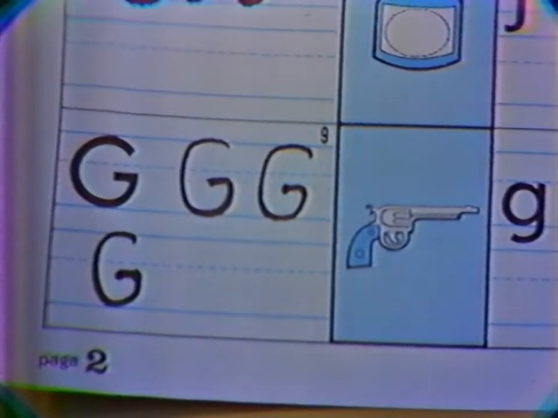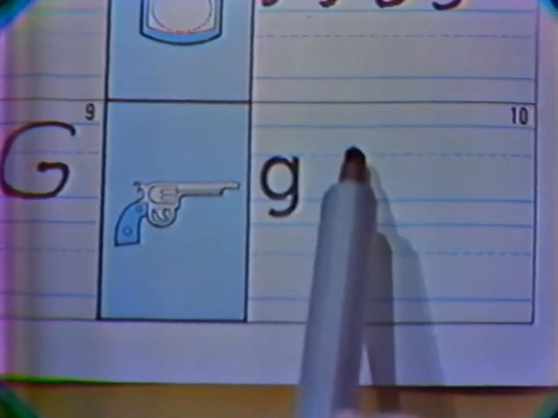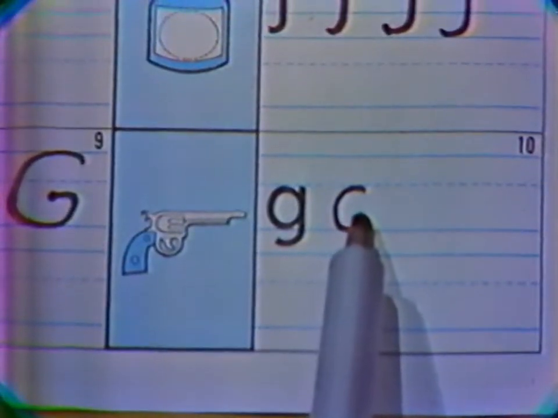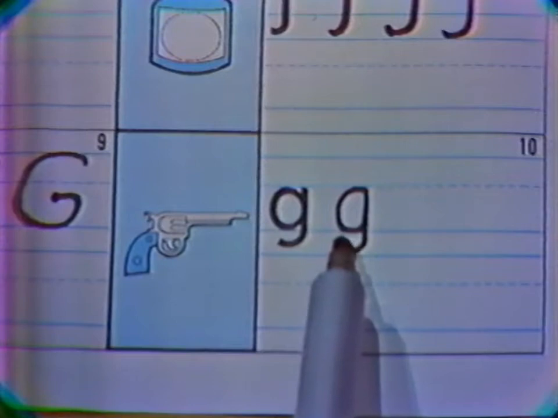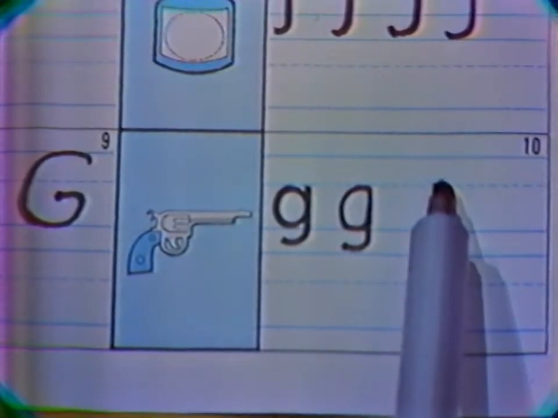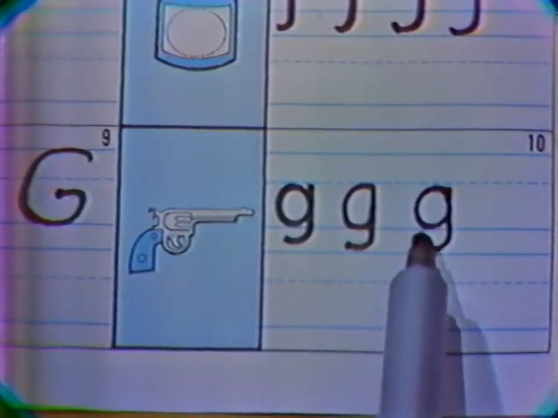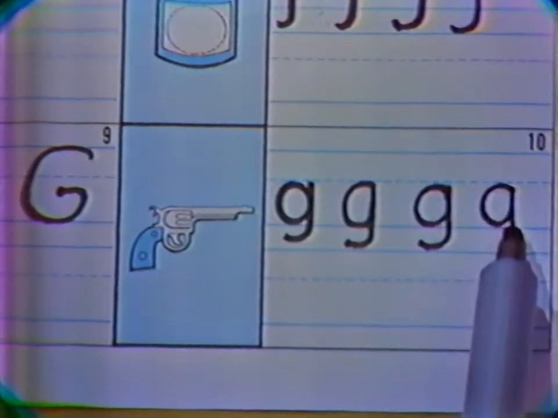Small g starts out in the middle of our space, much like small a. Circle around, touch the bottom line, then straight up, halfway, then down below the bottom line, make a little curve in, and stop. There. Small g, small g, small g. Well, that's all for today, and I'll be back in just a moment.